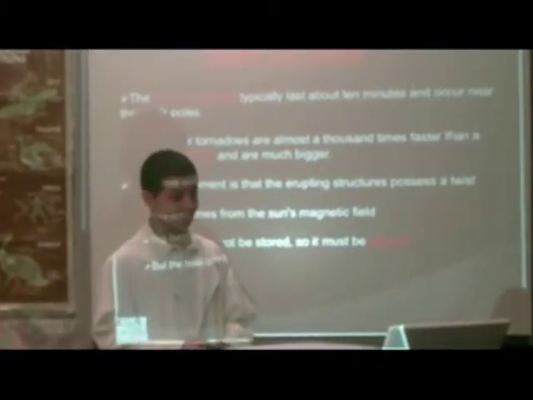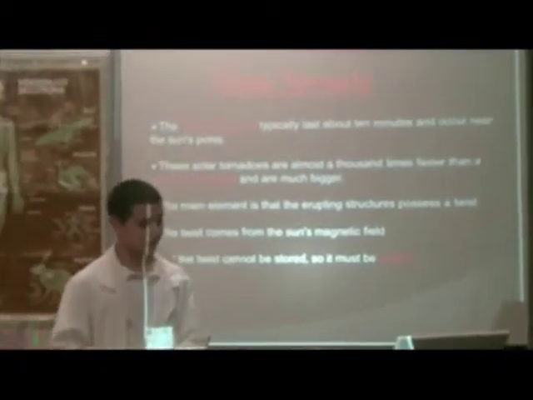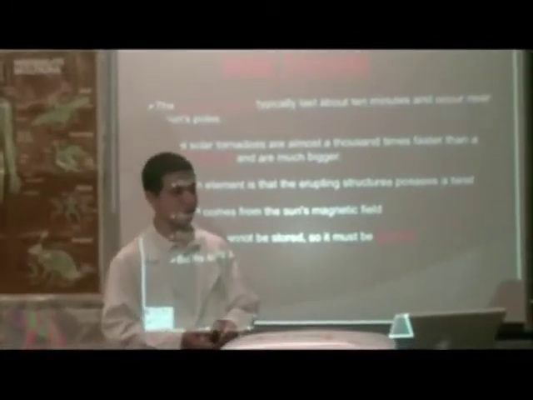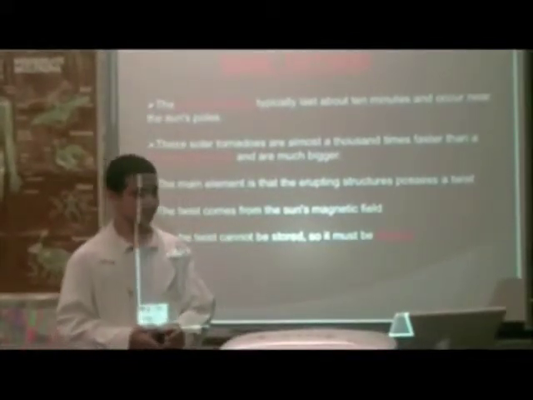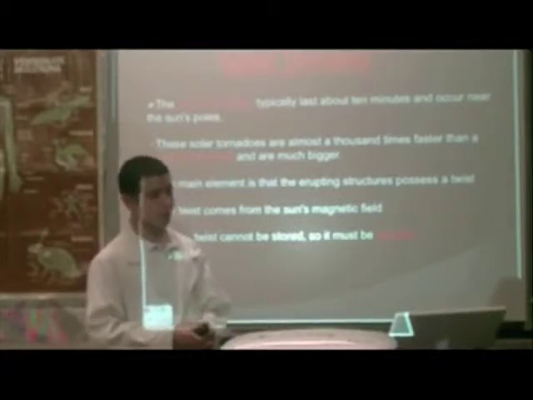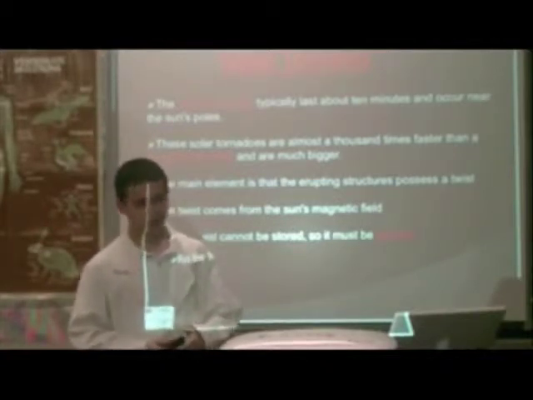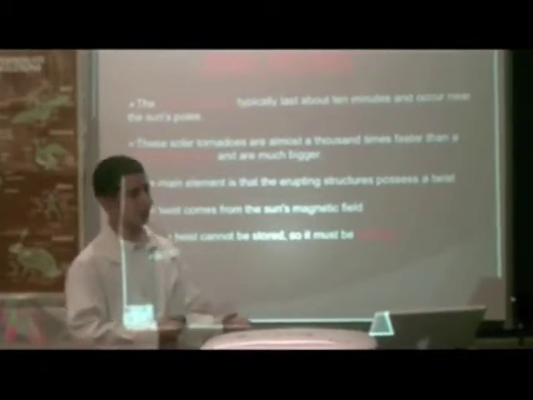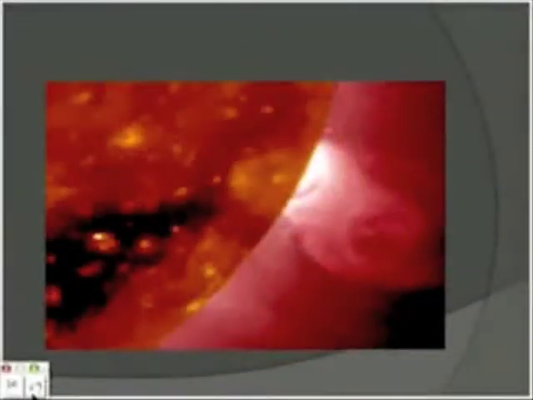The main element is that the erupting structure possesses a twist. And this twist comes from the sun's magnetic field, but the twist cannot be stored, so it ends up being released. In this picture, we have a solar tornado right here, and then the energy is just being released into the atmosphere of the sun.